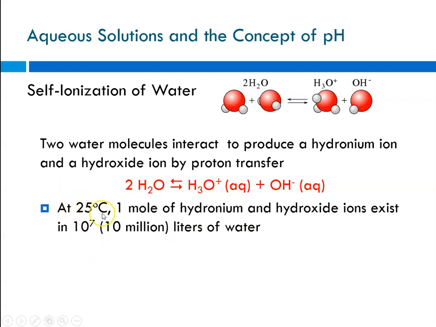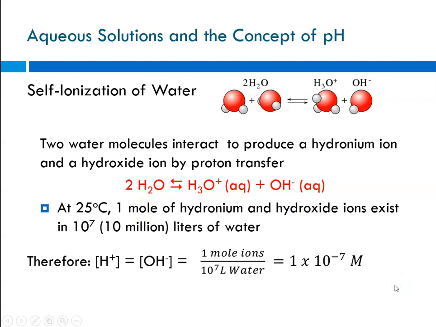So at 25 degrees C, which is room temperature, 1 mole of hydronium ions and 1 mole of hydroxide ions exist in every 10^7 liters of water. So in 10 million liters of water, there is a mole of hydronium ions and a mole of hydroxide ions. So therefore, the concentration of H+ is equal to the concentration of OH- if it is neutral water. And again, there is 1 mole of each of these ions in every 10 million liters of water.